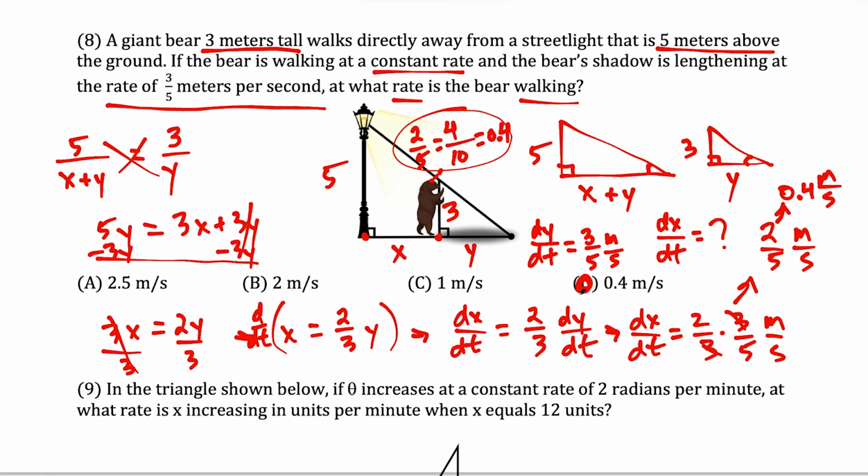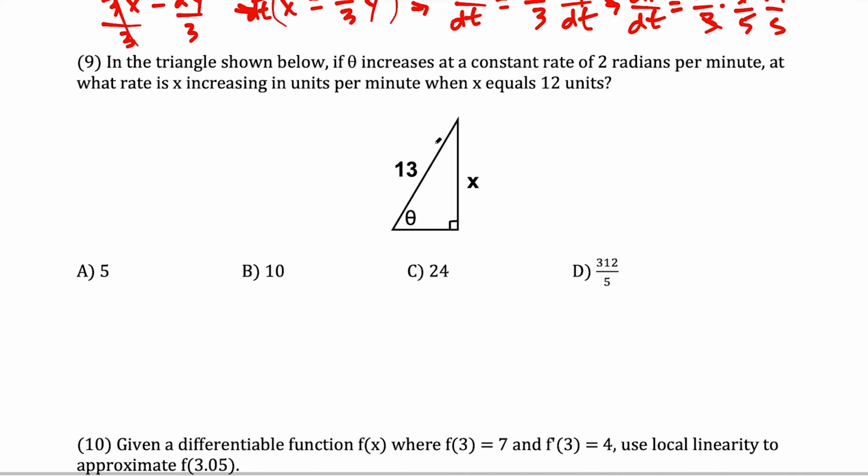choice D. Question 9, we have this right triangle shown below, and we have if theta increases at a constant rate of 2 radians per minute, at what rate is x increasing in units per minute when x equals 12 units? So for this one here, we're going to have to use a trig function to connect these terms here.